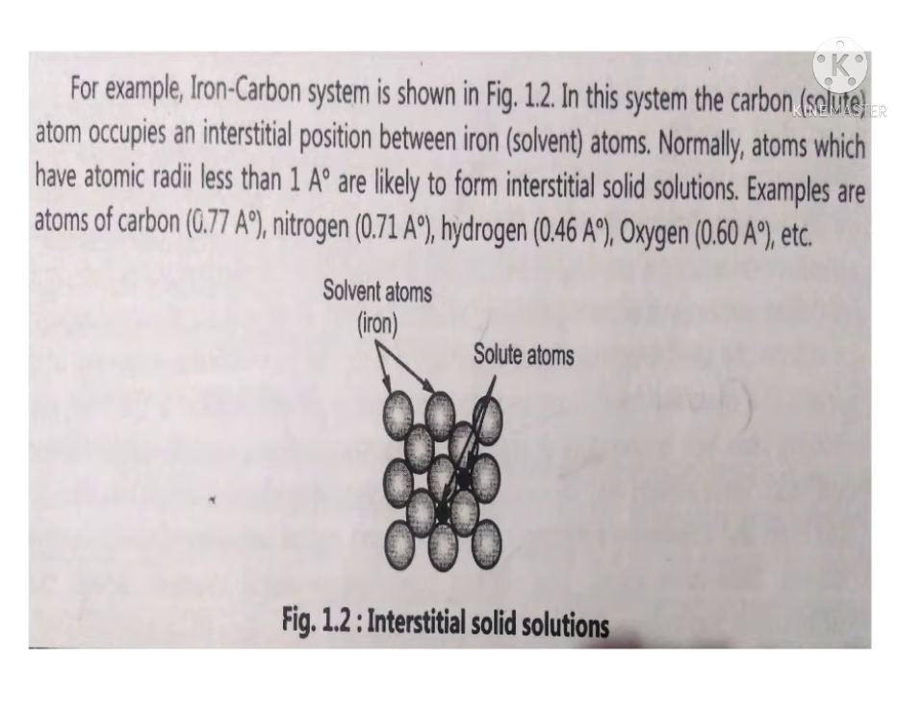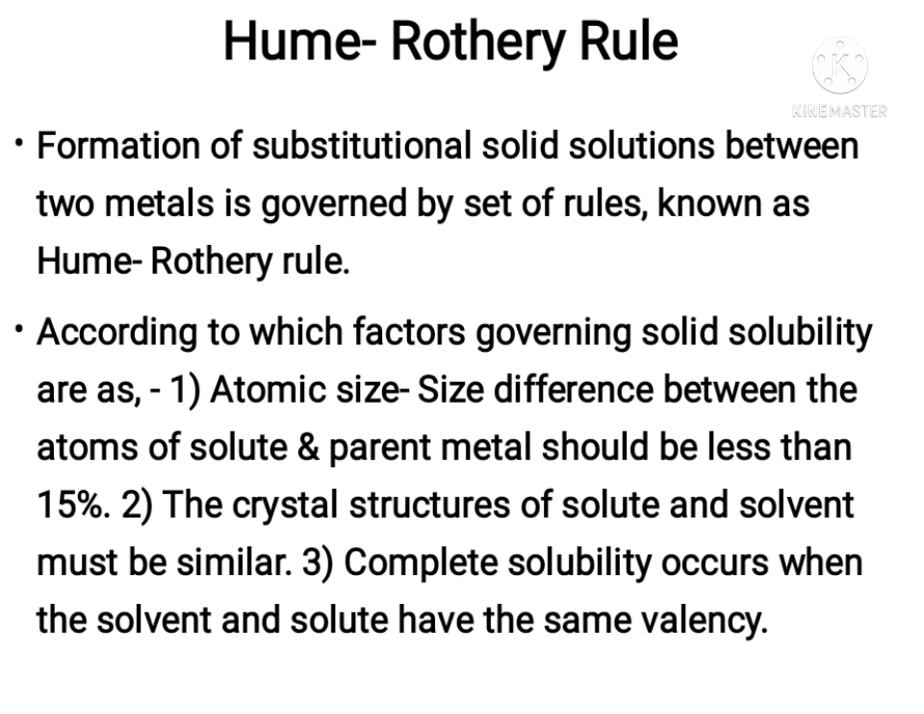As shown in the diagram, in the iron carbon system, carbon atoms are the solute atoms and occupy interstitial positions between iron atoms, which are the solvent atoms. Atoms having radii less than 1 angstrom make interstitial solid solutions. For example, atoms of carbon, nitrogen, hydrogen, oxygen, etc. can form interstitial solid solutions. For these solid solutions, there are some rules. First, we see the Hume-Rothery rule for substitutional solid solutions.